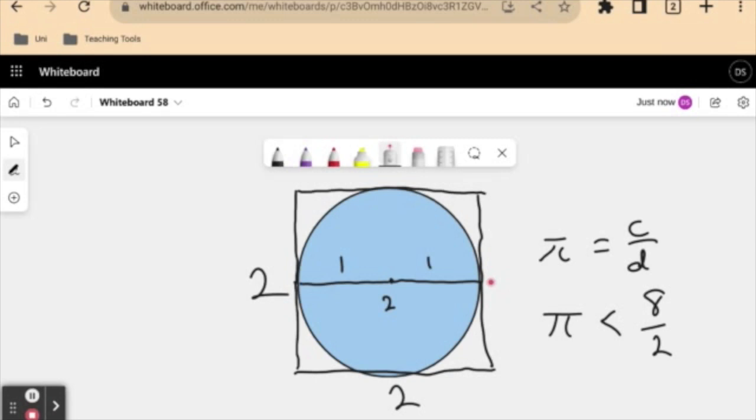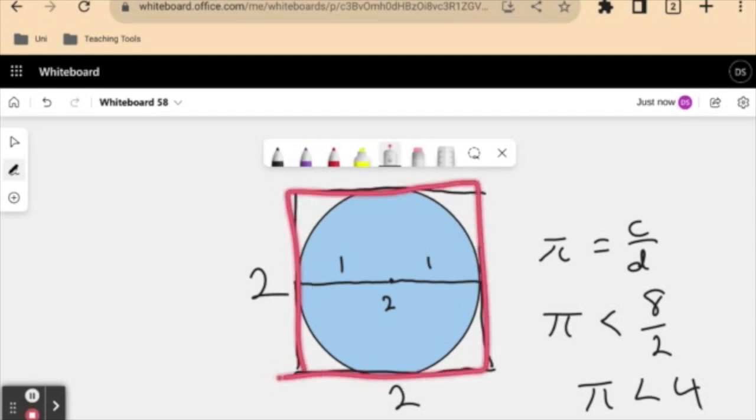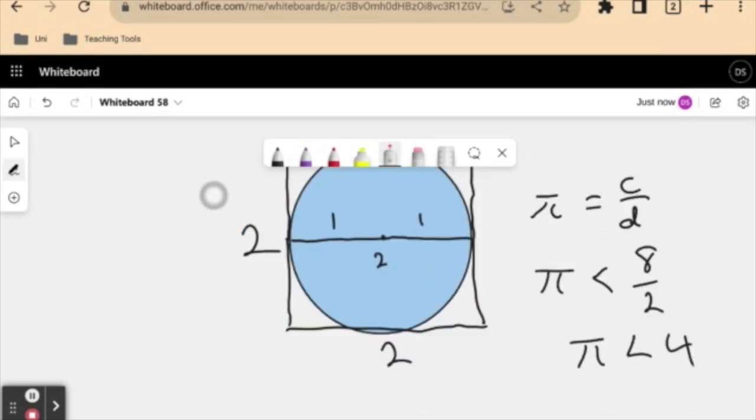But we are just treating this as an upper bound, sort of like a maximum value for the circumference of our circle. So we can say that pi is going to be smaller than 4. Because there's no way that this is going to be a greater perimeter than the outside square. So we can say pi is less than 4.